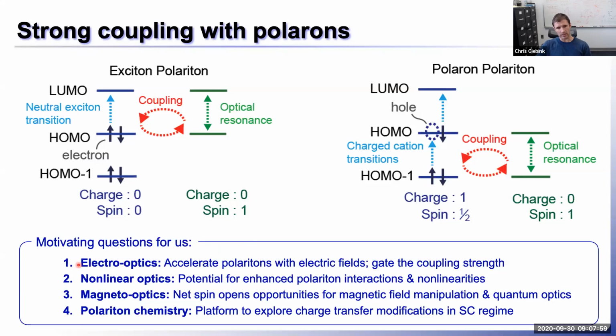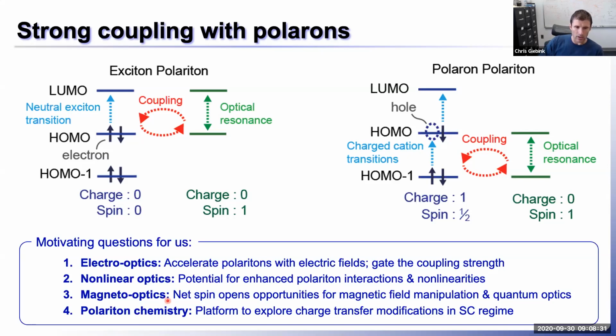I've given kind of an incomplete list here at the bottom. One in electro-optics, because polarons obviously have a charge, it's thought that you can accelerate polaritons, charged polaritons, with electric field. You can also gate the number of charges and therefore their coupling strength of the cavity. We're also very curious about the possibility for larger Polariton-Polariton interaction strength between charged polaritons and the resultant nonlinearities that might come along with those.